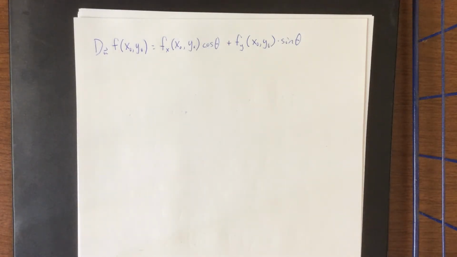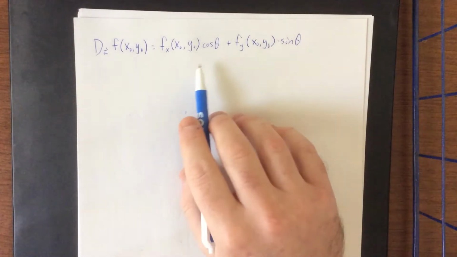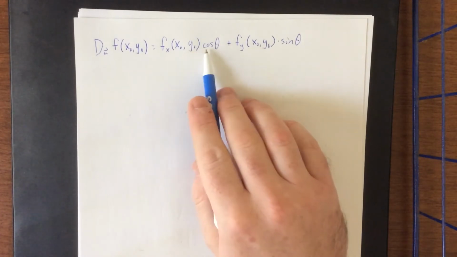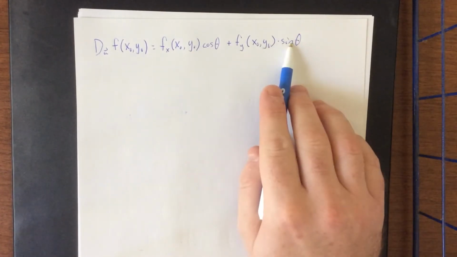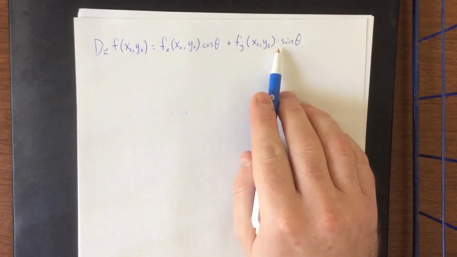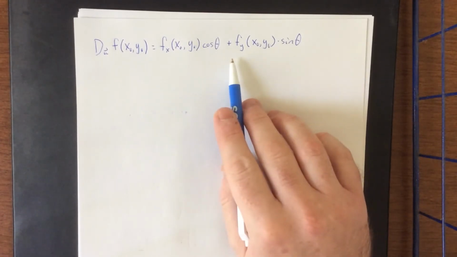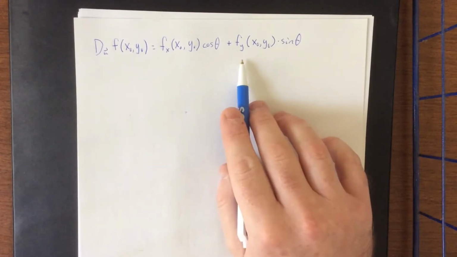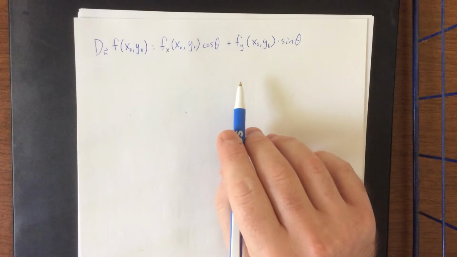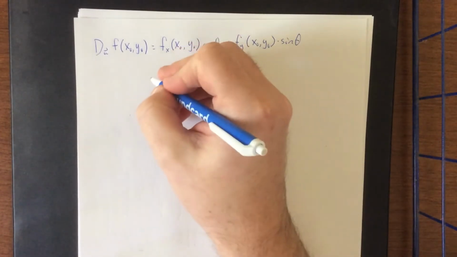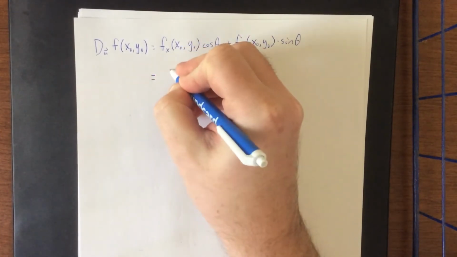If we take a closer look at our definition of a directional derivative, there is something that should be pointed out here. And the thing that should be pointed out here is that we're multiplying two terms together, and then multiplying two terms together, and then adding them up. Now, this sort of resembles what happens when you have a dot product of two two-dimensional vectors. So what I'm going to do is express this in terms of a dot product.